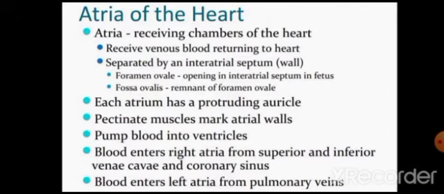and pectinate muscles mark the atrial walls, which pump blood into the ventricles. Blood enters the right atrium from the superior and inferior vena cava and the coronary sinus. Blood enters the left atrium from the pulmonary veins, which come from the lungs and bring oxygenated blood to the heart in the left atrium.